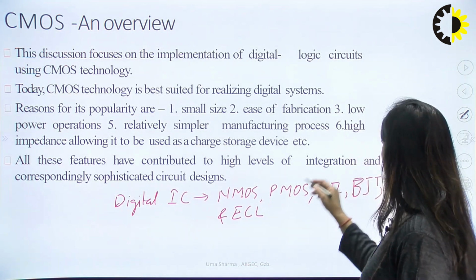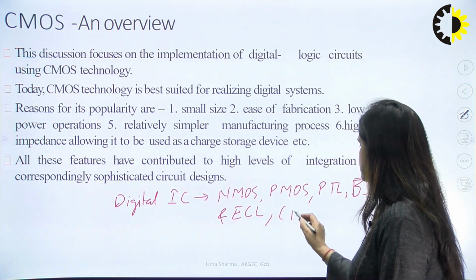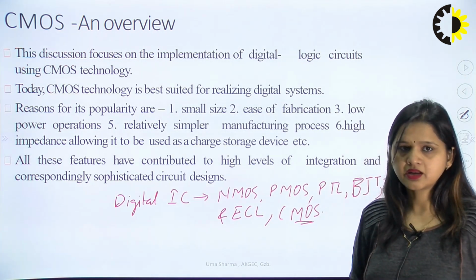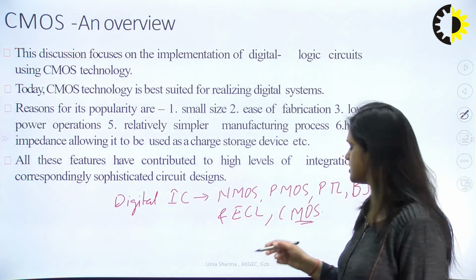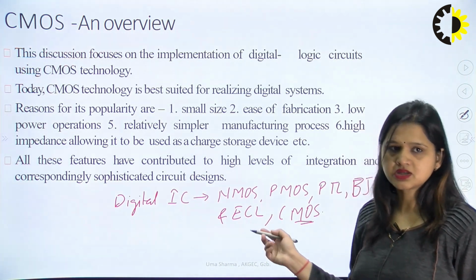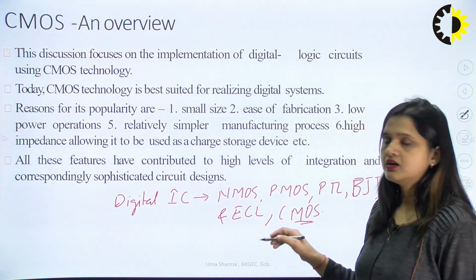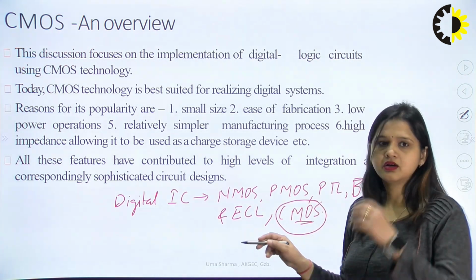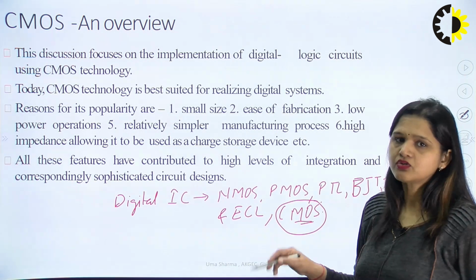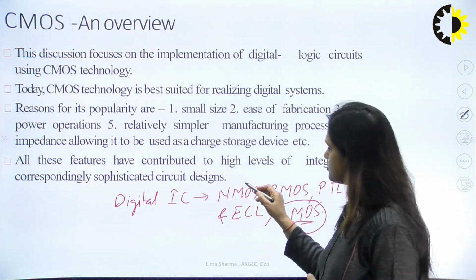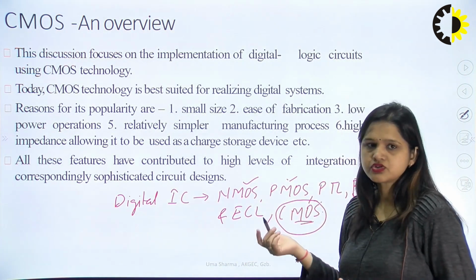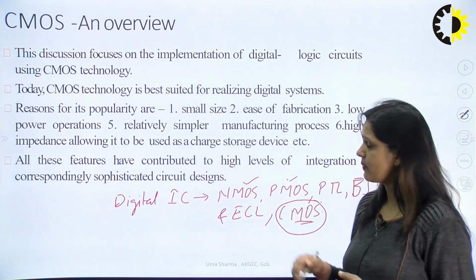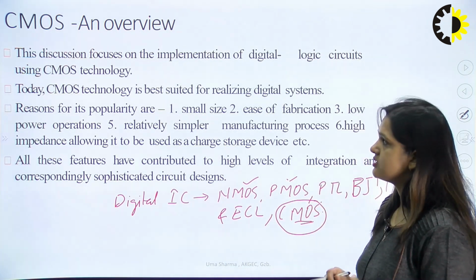Out of these technologies, CMOS technology is the most preferable technique. Later in this lecture, we will discuss why CMOS is better than all these technologies. Here in this lecture, my focus will be on CMOS only, but we can implement any logic circuit, any digital circuit using NMOS, using PMOS, or using PTL, BJT, or any of these techniques. So, let us discuss what is CMOS.